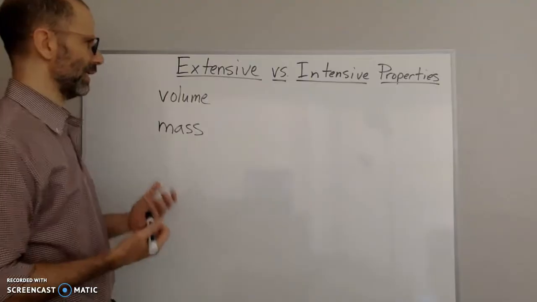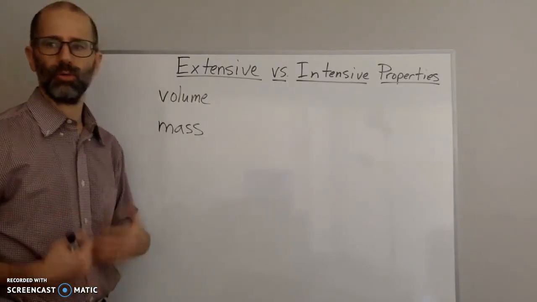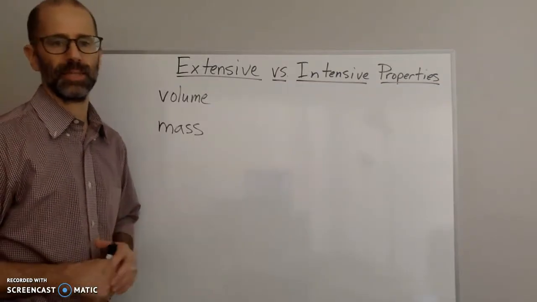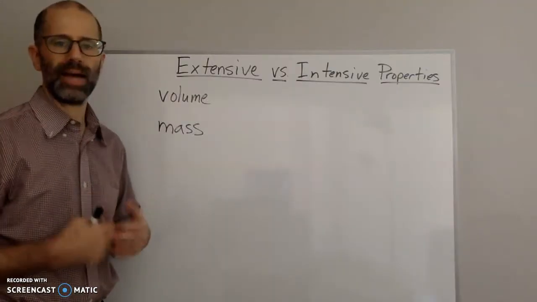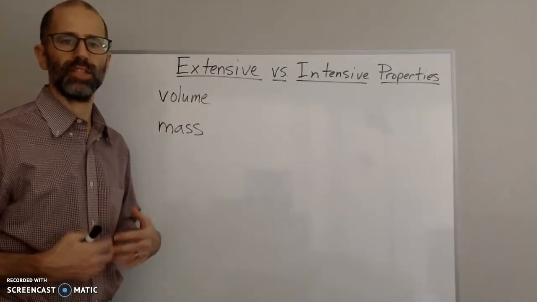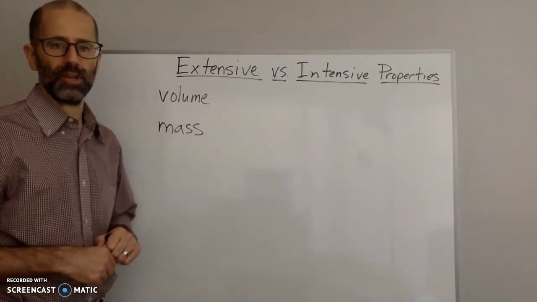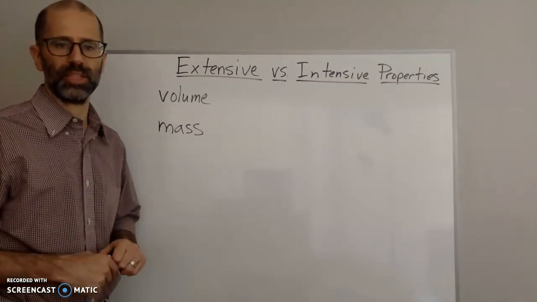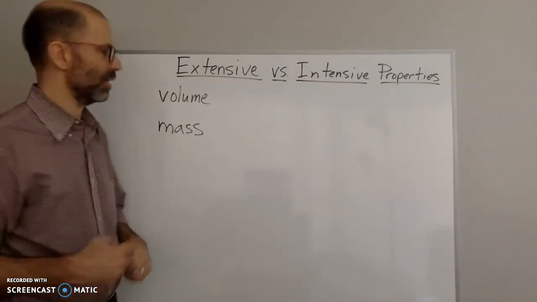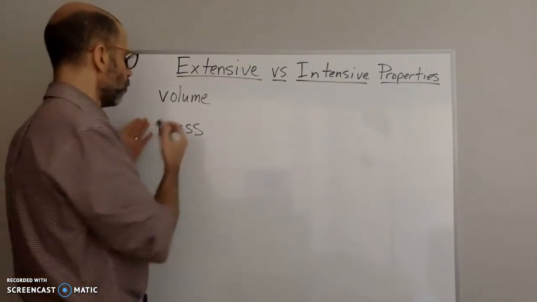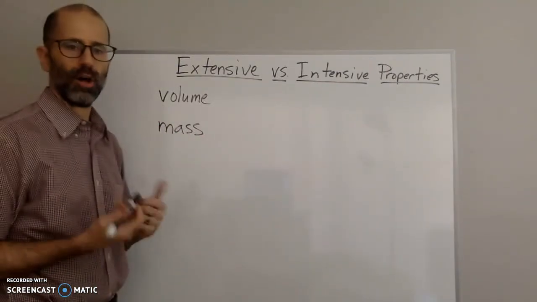Now, what about intensive properties? Intensive properties, or what you might call intrinsic properties, are properties that don't depend on how much of the substance you have. It just depends on the type of substance you have. So, what is the substance we're dealing with? It doesn't matter how much of it you have. What do we get if we take mass and divide it by volume?